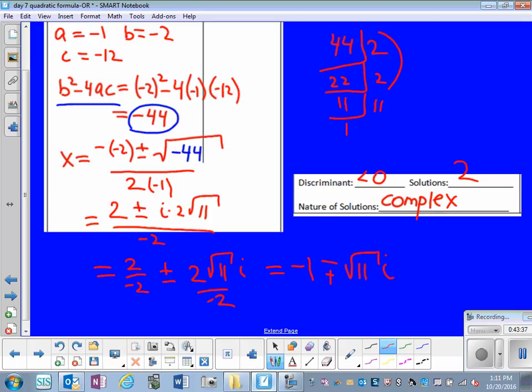So how many solutions do I have? 2. And what are they, complex or real? Complex, right? The first one is minus 1 minus square root of 11 i. The second one is minus 1 plus square root of 11 i. So 2 complex solutions. The discriminant told us that, and it is confirmed. Okay, so we have 10 minutes. Are we ready to do some practice problems on our own? Yes. Yeah. Go.